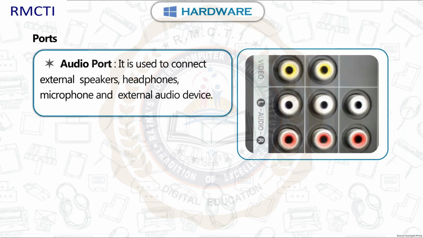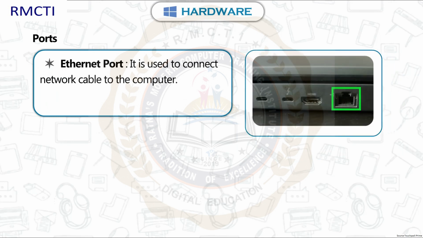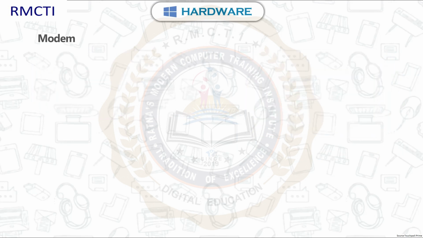Audio port. It is used to connect external speakers, headphones, microphone, and external audio device. Ethernet port. It is used to connect network cable to the computer.